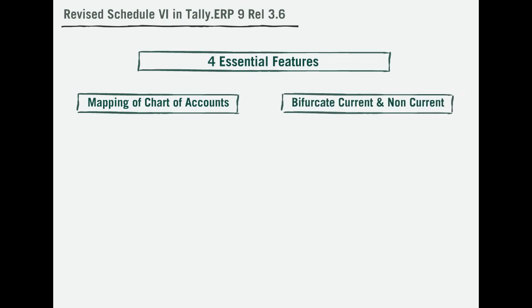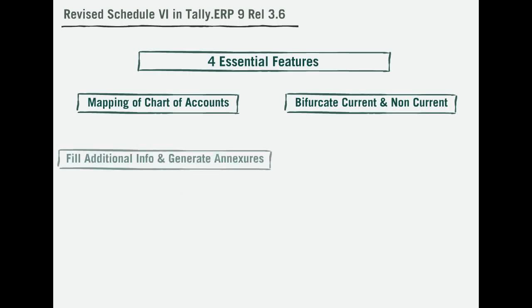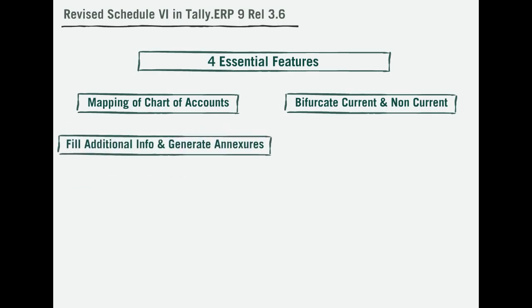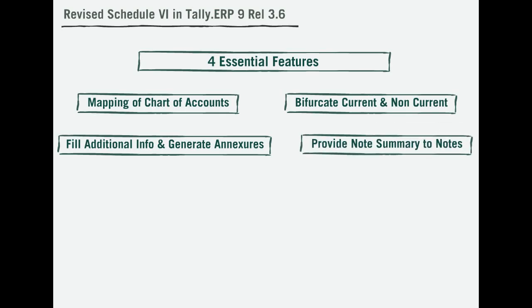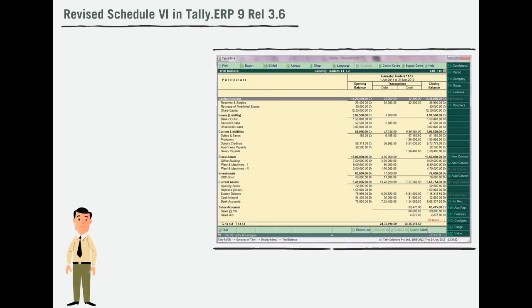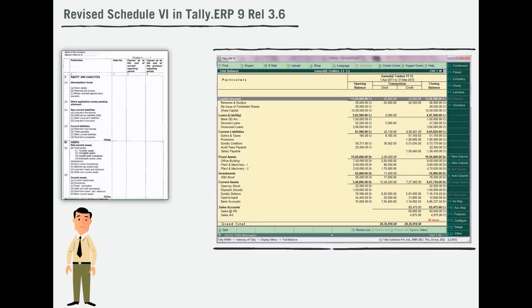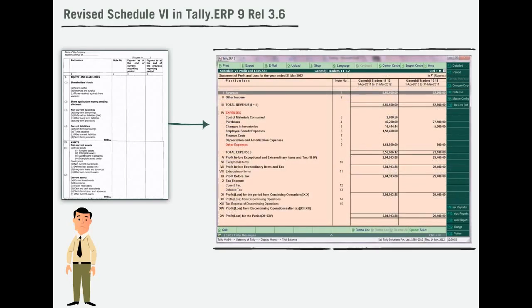The four essential features that Tally ERP 9 provides for revised Schedule 6 are: map ungrouped chart of accounts marked in red to respective Schedule 6 heads, bifurcate current and non-current, fill additional information and generate annexures and disclosures, provide note summary to notes. Let us see a few capabilities. If your client needs to map the ledgers or groups to the appropriate revised Schedule 6 heads, this can be done effortlessly in Tally ERP 9 right from the profit and loss account or the balance sheet.